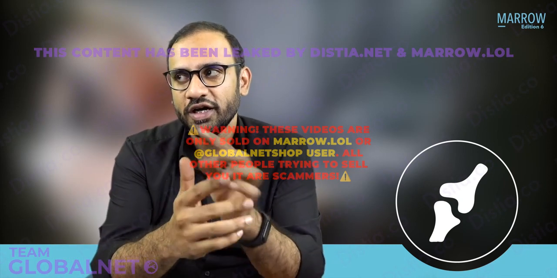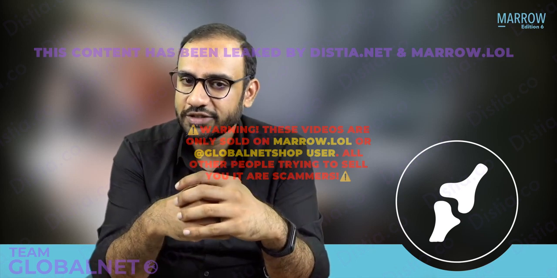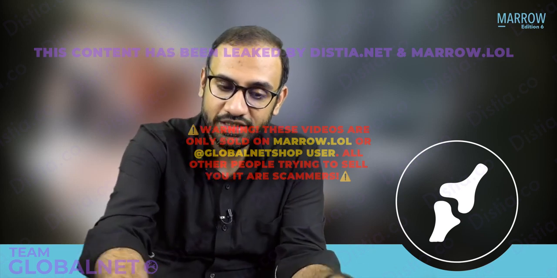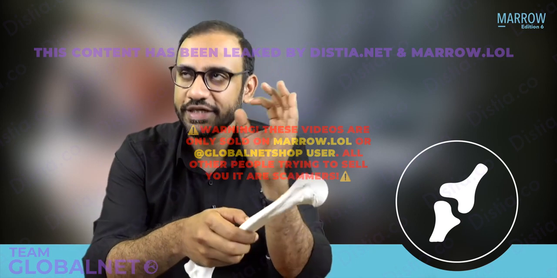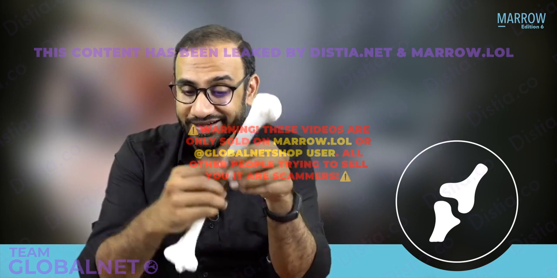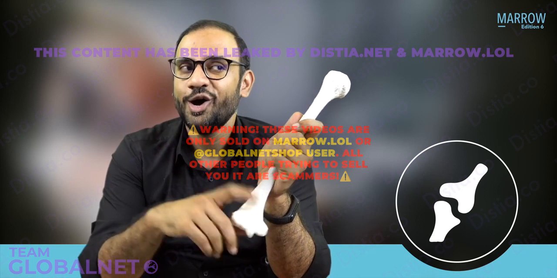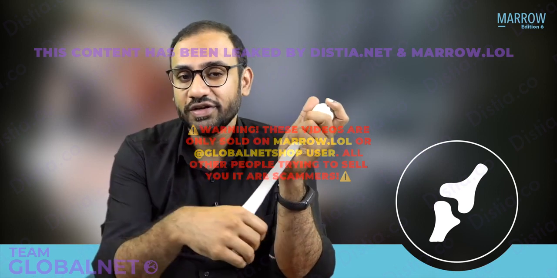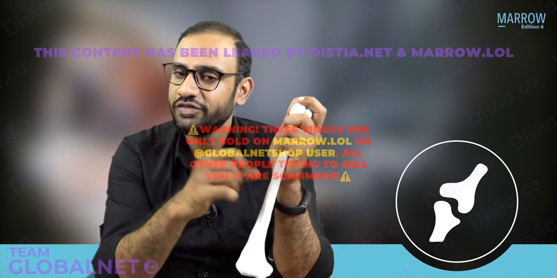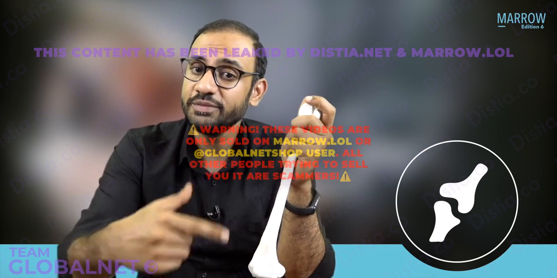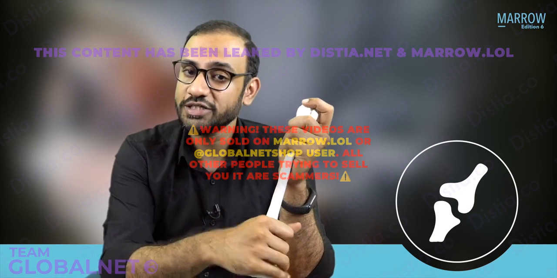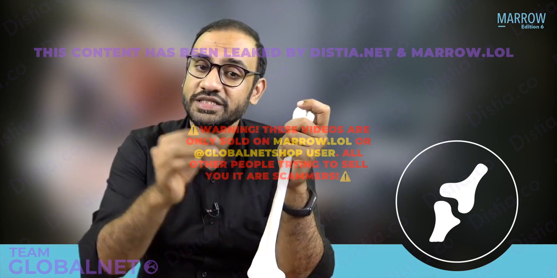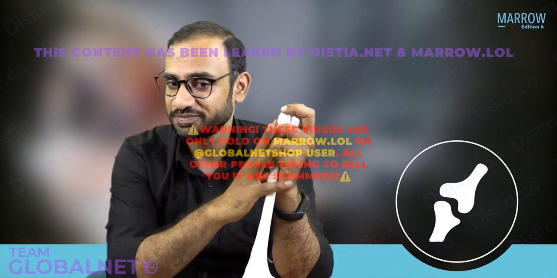What is the treatment of proximal humerus intra-articular fracture? Proximal humerus intra-articular fracture, open reduction internal fixation with plates. Very good. Distal humerus intra-articular fracture, open reduction internal fixation with plates. Very good. Distal radius intra-articular fracture, ORIF with plates. Distal femur intra-articular, ORIF with plates. Proximal tibia intra-articular, ORIF with plates. Distal tibia intra-articular, ORIF with plates.